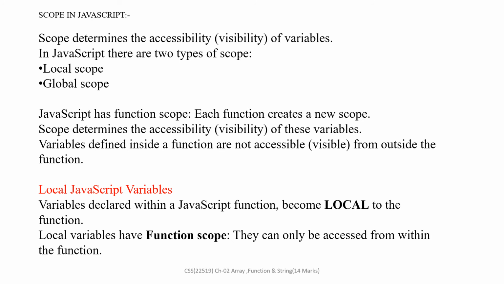Then we will see them one by one. First is our local scope variable. Variables declared within a JavaScript function become local to the function. Local variables have function scope. They can only be accessed from within the functions. This means the variables declared in that function can be accessed by that function.